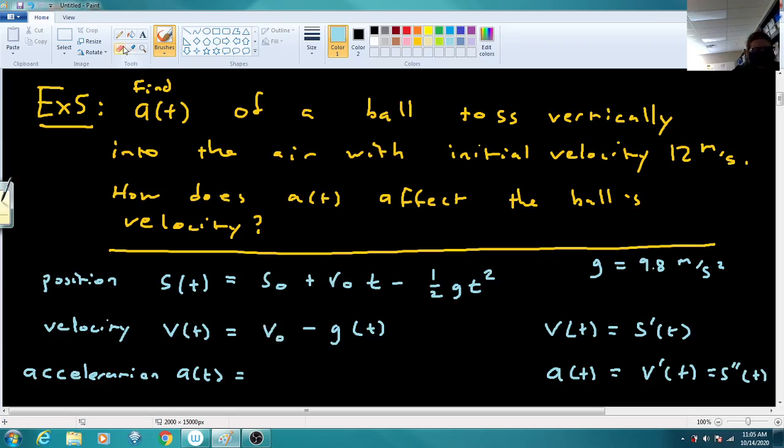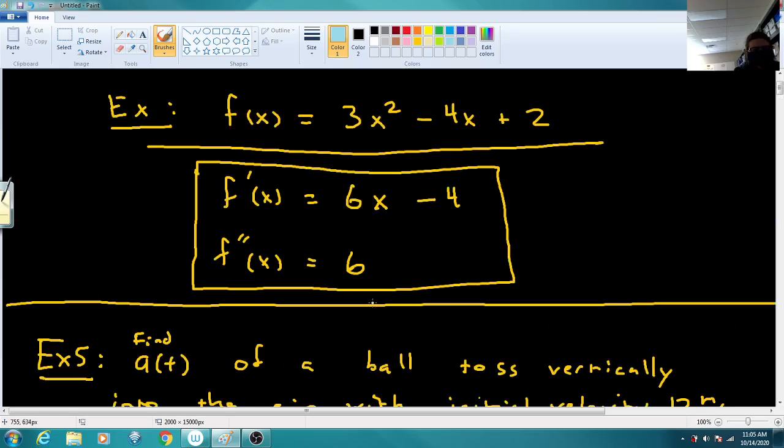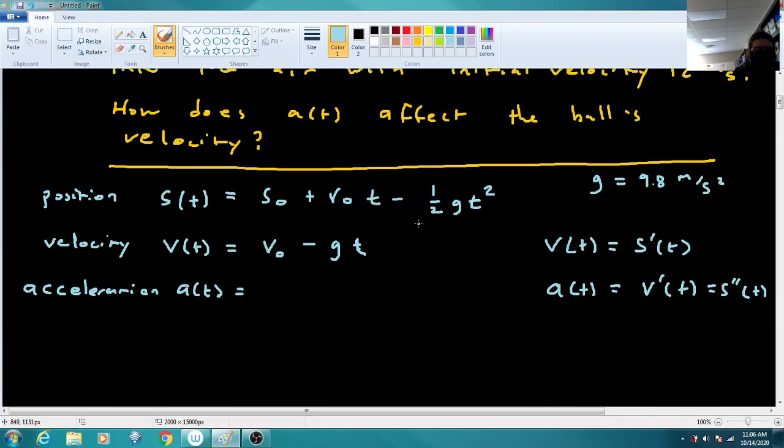Oh, and I accidentally wrote g of t. I don't want to do it that way. This is just the function g multiplied by t. So the derivative of v naught goes to 0. Negative gt is just like whenever we had the derivative of negative 6x and it became 6, or you could say the derivative of negative 4x became negative 4. The derivative of negative gt is going to become negative g, which is negative 9.8 meters per second squared.